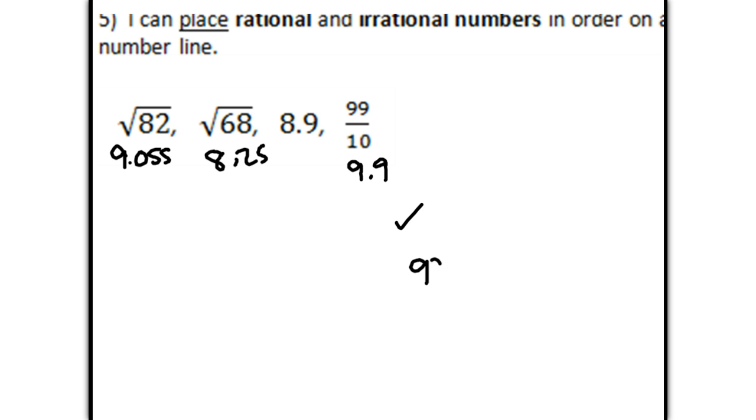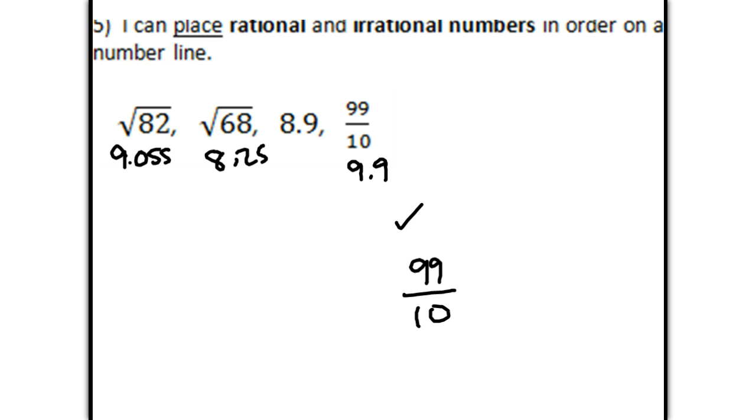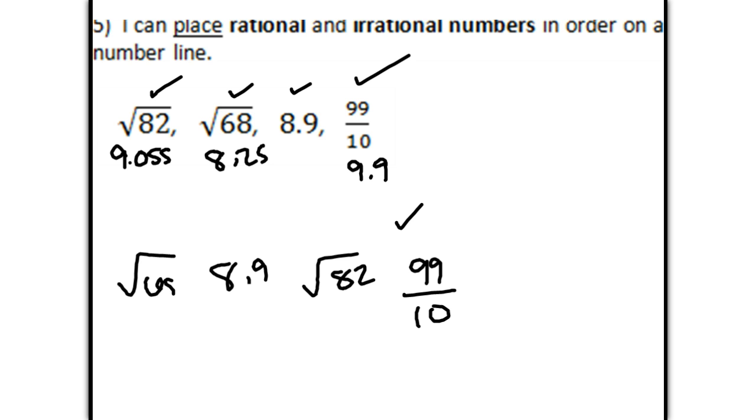So 99 over 10 would be there, because we want them in order from, oh, what does this say? It just says in order, so we'll do least to greatest, I guess. So we got this one taken care of. Then we have square root of 82, go a little bit smaller there. Then it'd be 8.9, and then the last one, square root of 68. So that would be in order. Next one.